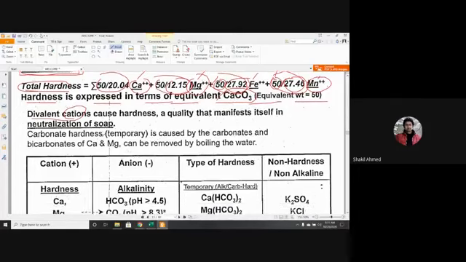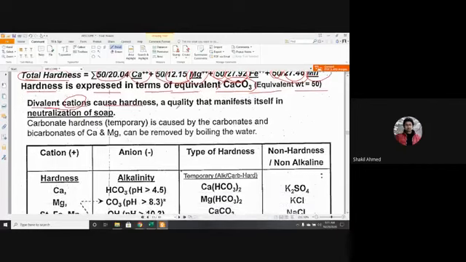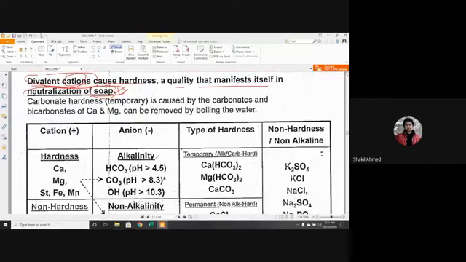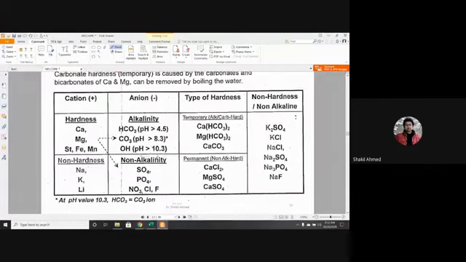As I told you, divalent cations cause hardness, a quality that manifests itself in the neutralization of soap. These divalent cations react and neutralize the soap. Cation, anion, type of hardness. What are the cations? Hardness: calcium, magnesium, iron, manganese, strontium. These are the divalent cations that can cause hardness in water.